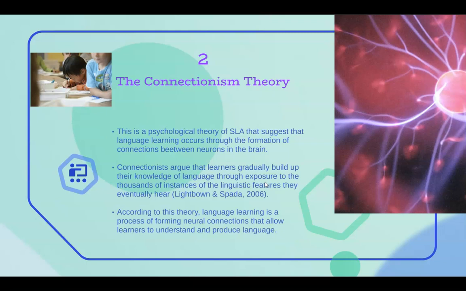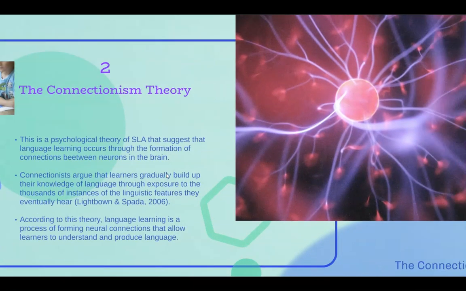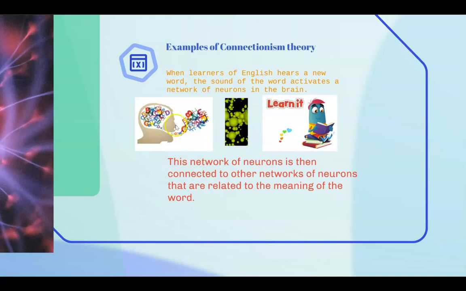Number 2. Connectionism. This is a psychological theory of SLA that suggests that language learning occurs through the formation of connections between neurons in the brain. Connectionists argue that learners gradually build up their knowledge of language through exposure to thousands of instances of the linguistic features they eventually hear. According to this theory, language learning is a process of forming neural connections that allow learners to understand and produce language. For example, when learners of English hear a new word, the sound of the word activates a network of neurons in the brain.